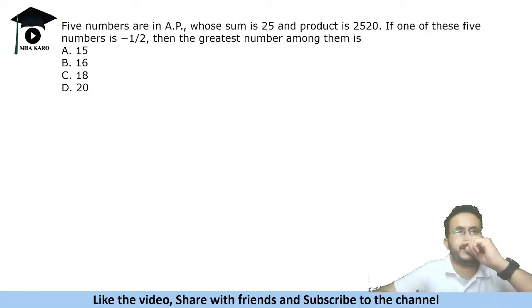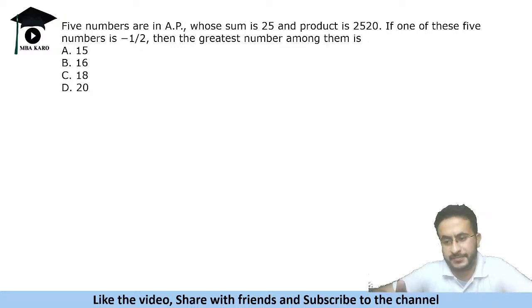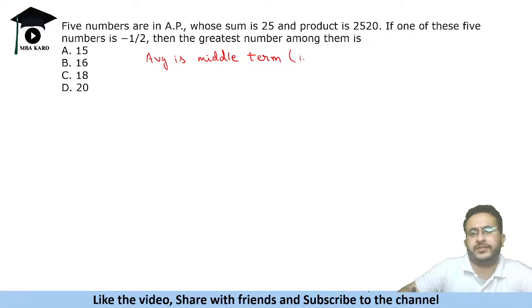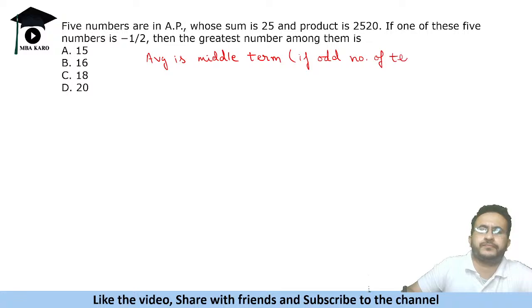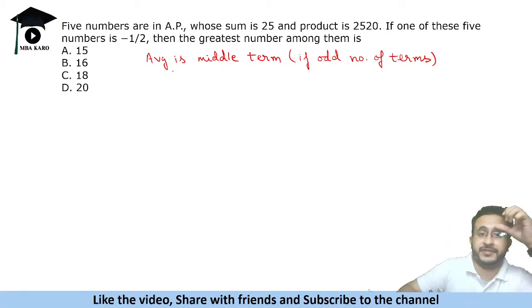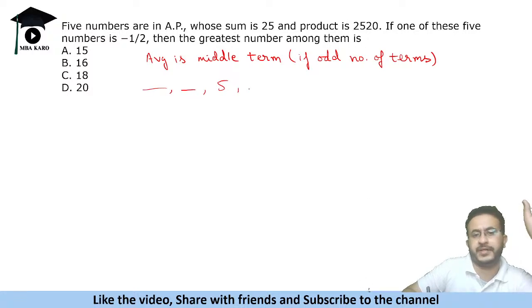How will we do this? I'll tell you both ways. Either you can take the terms, or the other way around. One thing to know is that in an AP, average is the middle term, if there are odd number of terms. Here there are 5 terms, so the central number is the average. So 25 upon 5 is 5. So middle term is 5, and we will have 2 terms on each side.